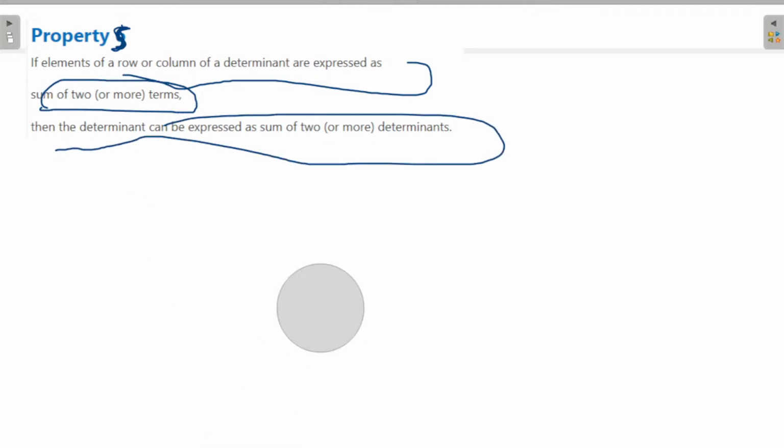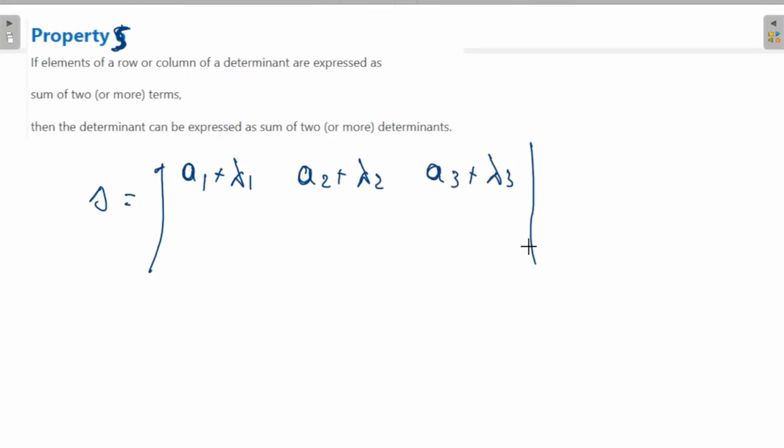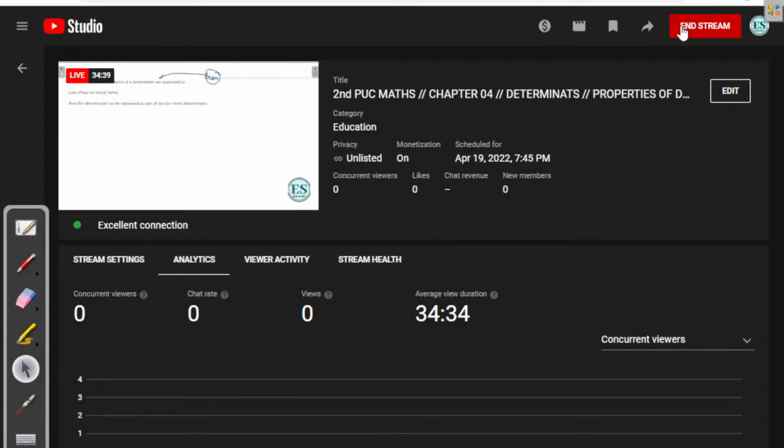This is a very important property because in 4 mark questions, most of the properties are based on this property number 5 itself. You can check the fourth property in the 4 mark questions. Here there is one determinant which is expressed as a sum of 2 or more elements, like a1 plus delta 1, a2 plus delta 2, a3 plus delta 3.